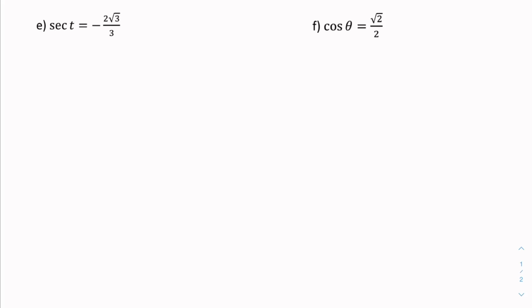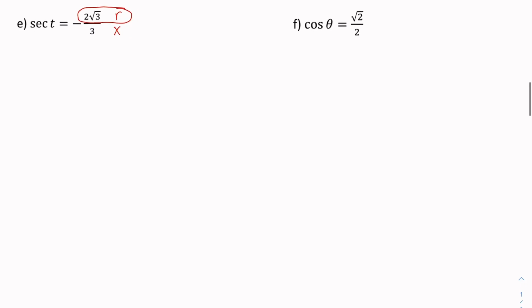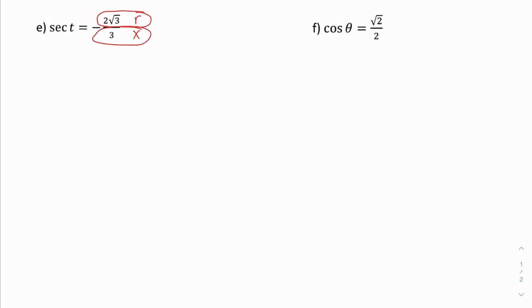If we label, as always, secant is the reciprocal of cosine. Cosine's x over r, so this is r over x. And now notice what's weird. I have never seen a triangle with these sides before. 2 radical 3, and then 3. At the very most, we've seen a radical 3 as part of the 30, 60, 90, but there's never been a whole 3. And we sure as heck haven't seen a 2 radical 3. So what's going on here?